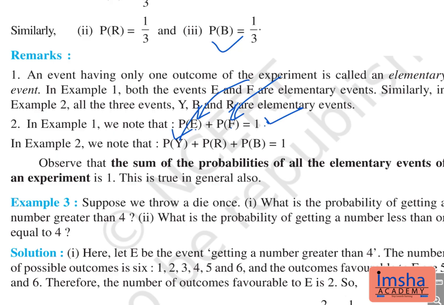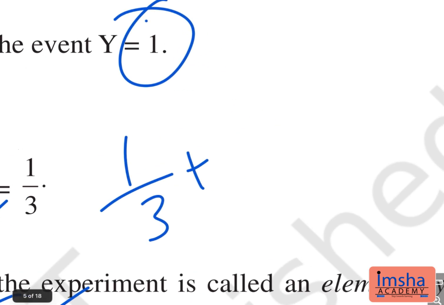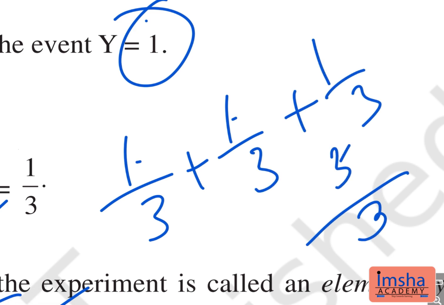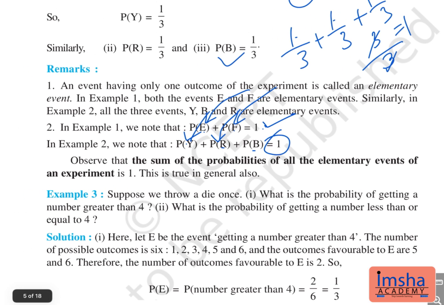Probability of Y, probability of R, that is yellow, red, and blue ball, is also 1, because add them: 1 by 3 plus 1 by 3 plus 1 by 3, 3 is the LCM. 1, 2, 3. 3 by 3 is 1. So the probability of getting the ball is also 1. The sum of the probabilities of all the elementary events of the experiment is 1. The total probability should be 1, not more than that.